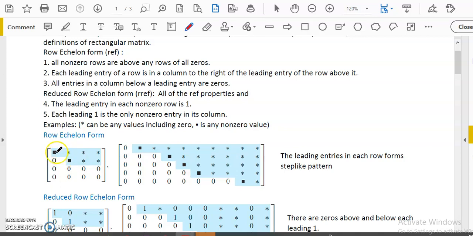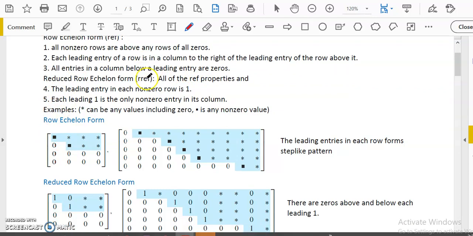So any non-zero entries in the rows need to go in steps. If there is another one that is non-zero, it should be on the right side of it. And also all entries in the column below a leading entry are zero. So that's what we did for the upper triangular form. We would make all the zeros below what we call the pivot position. So that is called the row echelon form, basically the upper triangular form.